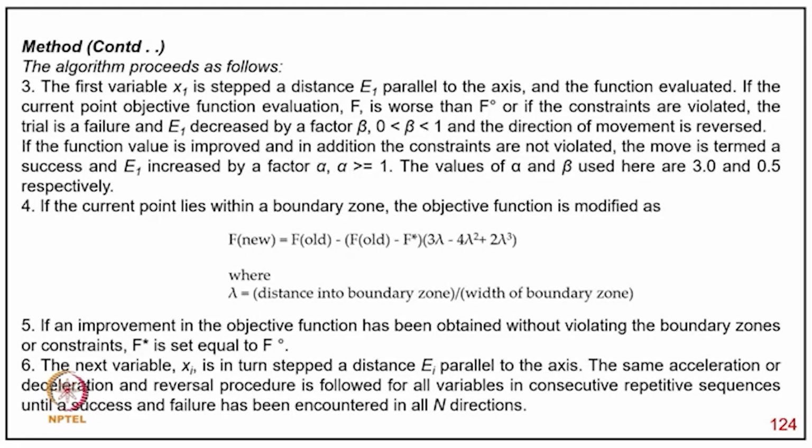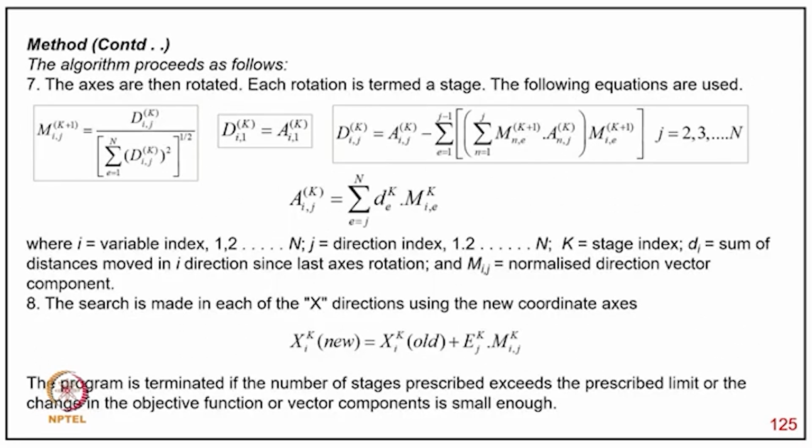So if improvement in the objective function has been obtained without violating the boundary zone or constraint, f is set to the initial design for the next iteration, you can call it the accepted design. The next variable is then stepped again parallel to the axis, and the same acceleration and reverse process is followed for all the variables in consecutive repeating sequence until a success and failure has been encountered in all the n directions for all these variables.